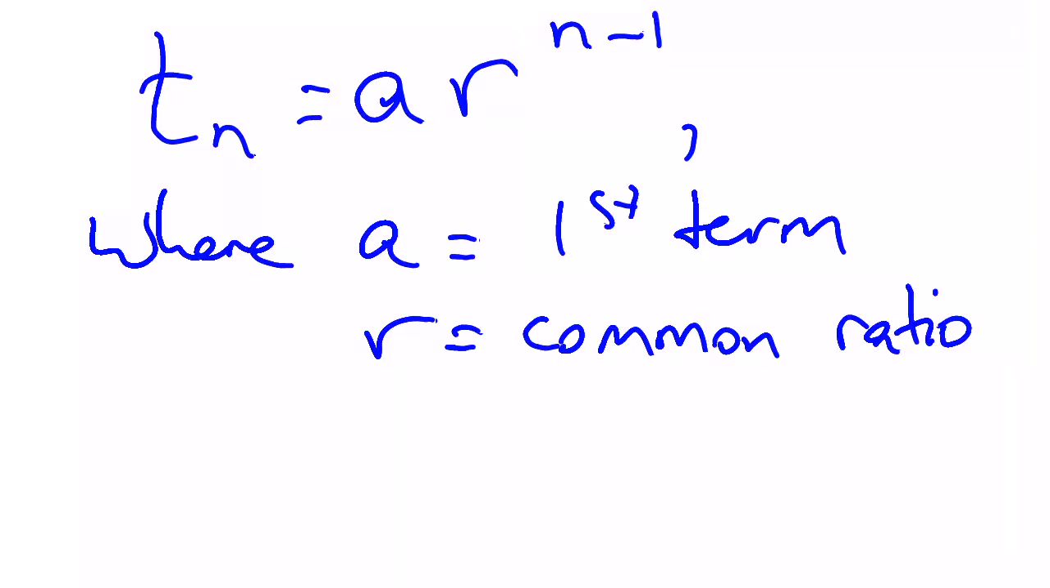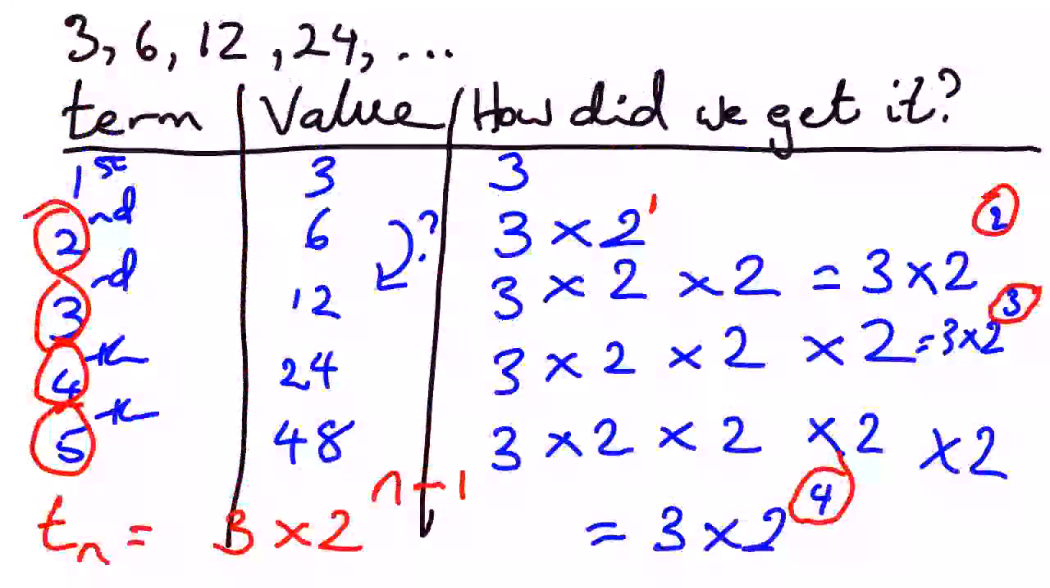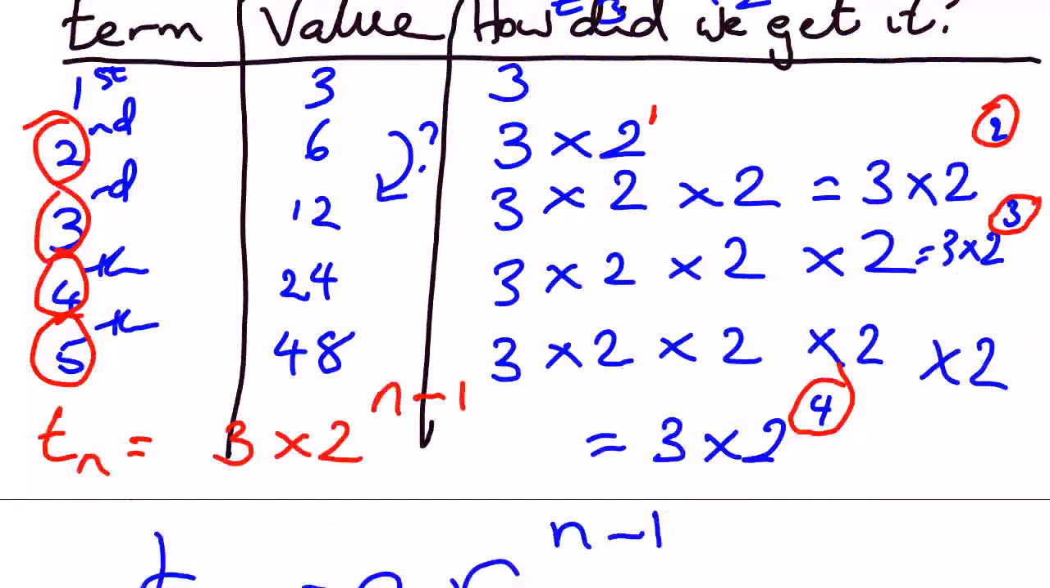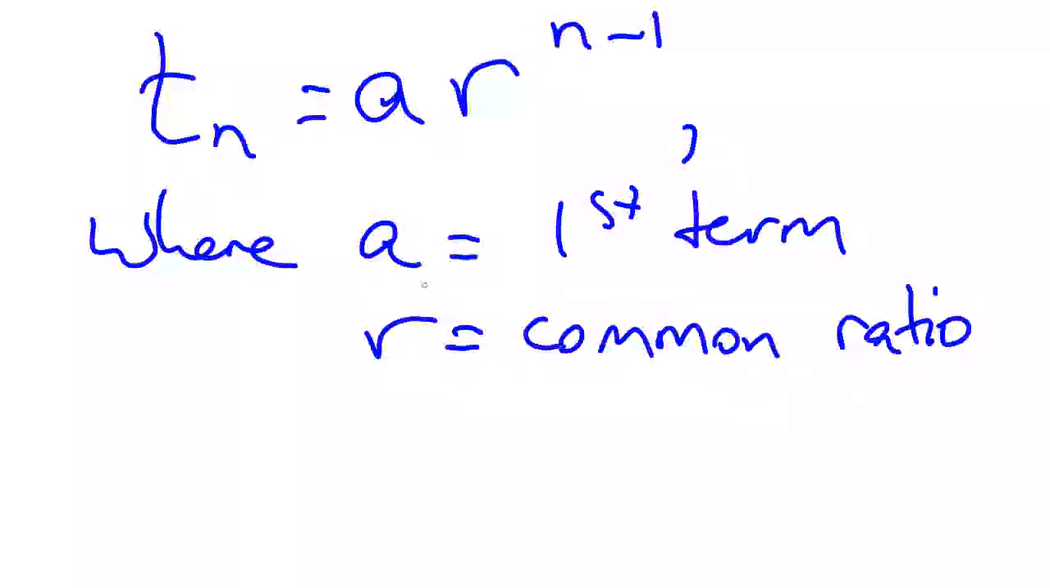Now it's a ratio. So I know, for example, if I go back to my previous example here, T4 over T3 is, well, T4 is 24 over 12 gives me 2. That's my common ratio. T2 over T1 is also 2. It's a common ratio. And that's R.